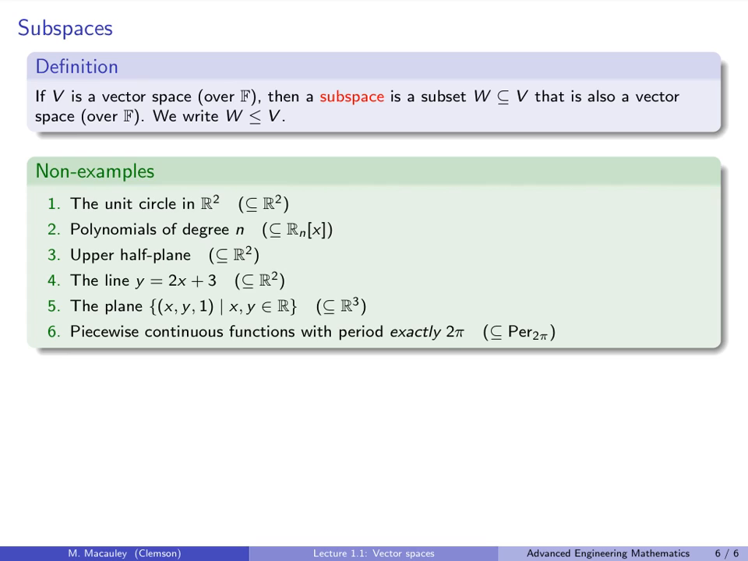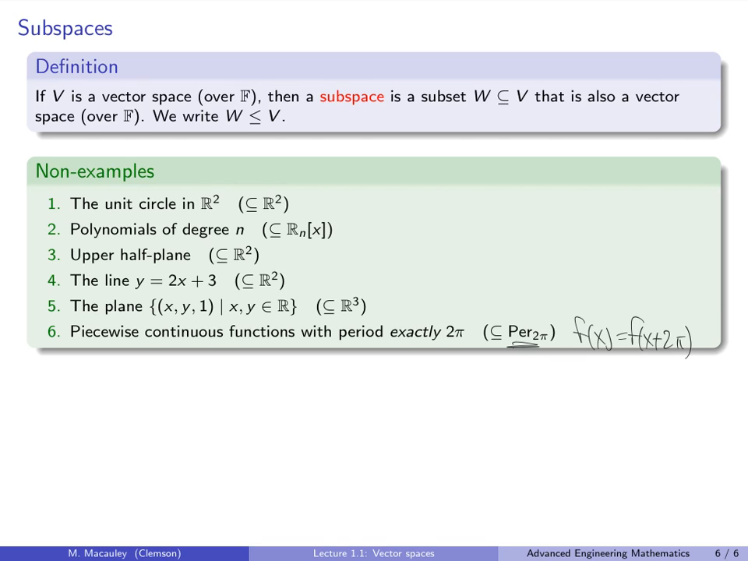Finally, we'll finish with a more subtle example. That is the set of piecewise continuous functions with period exactly 2π. I claim that is not a vector space, and hence not a subspace of the space of all 2π periodic functions. Recall that this was a set of all functions that satisfied f of x equals f of x plus 2π.